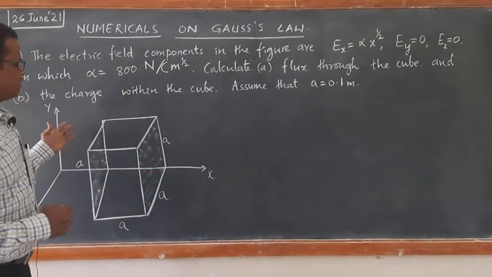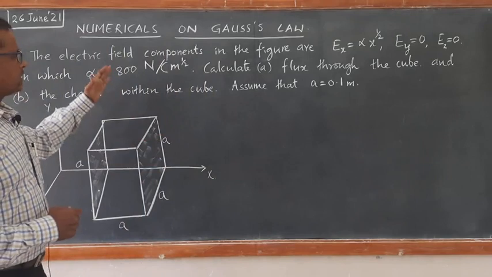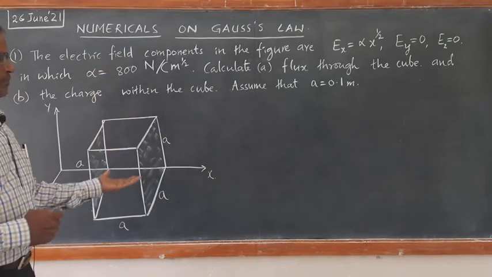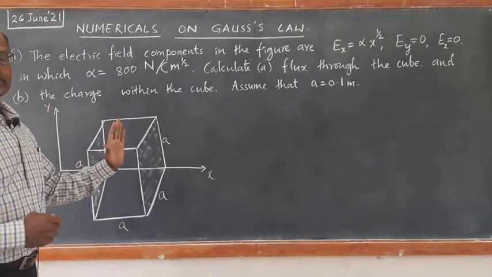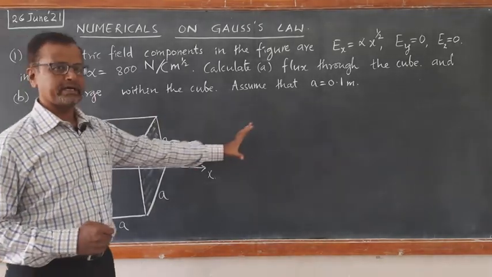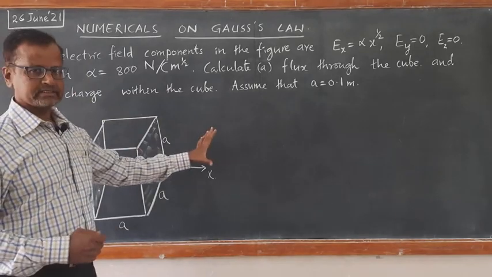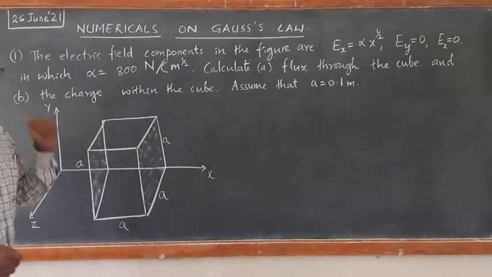There is an electric field acting along the x-axis. The electric field is such that it has no components along the y-axis and z-axis. It has only a component along the x-axis. Look at the diagram. Electric field is acting only along the x-axis. It does not act along the y-axis and it does not act along the z-axis.